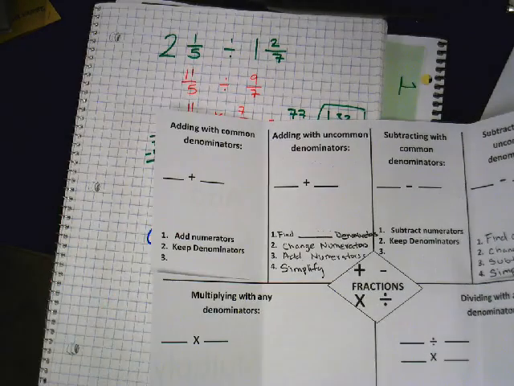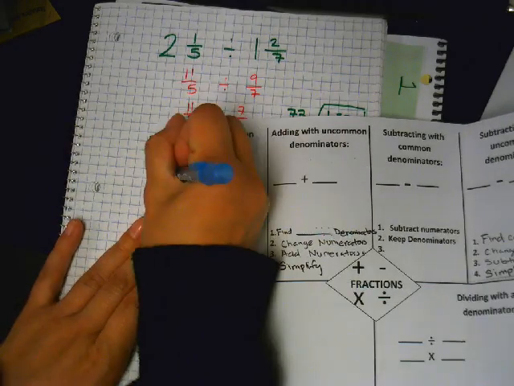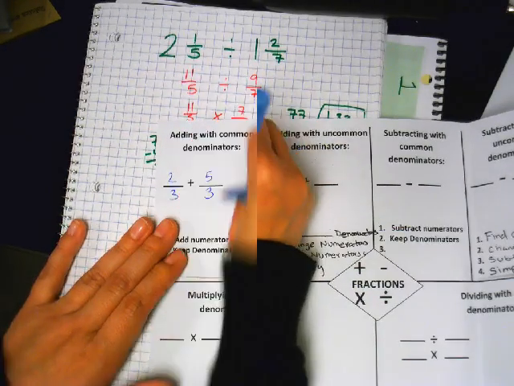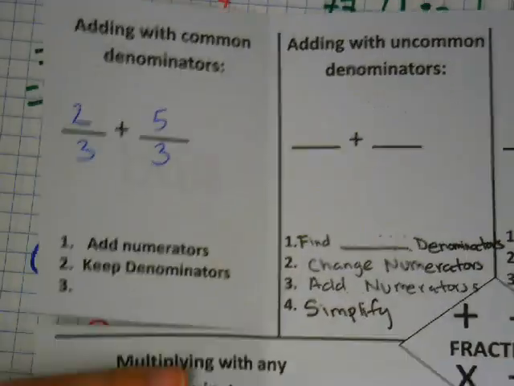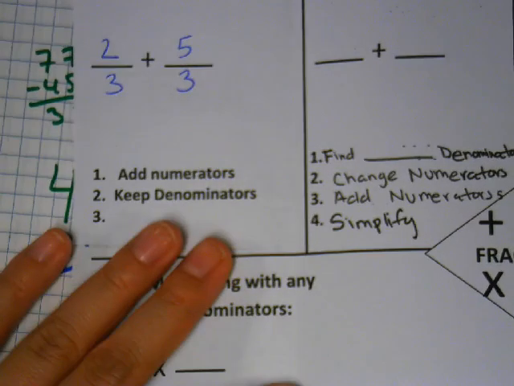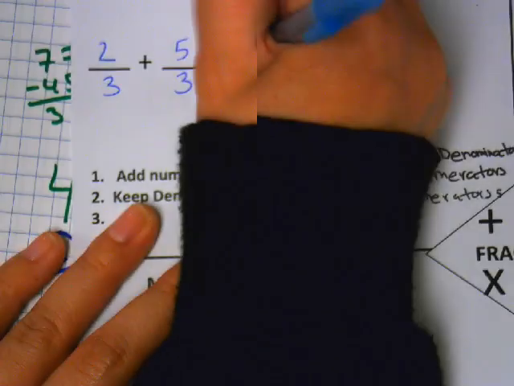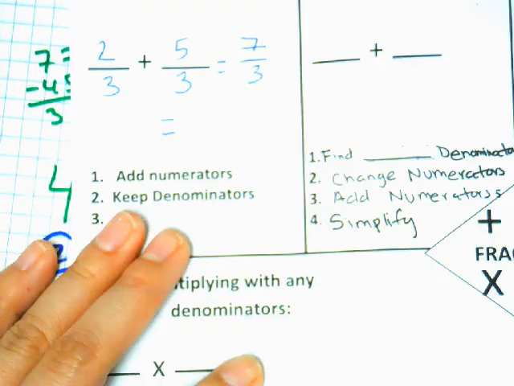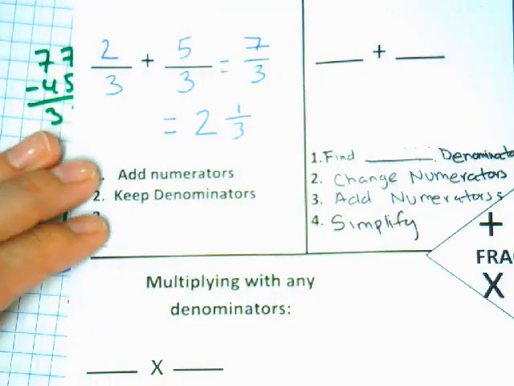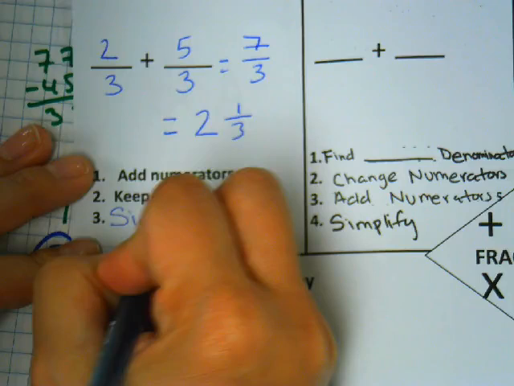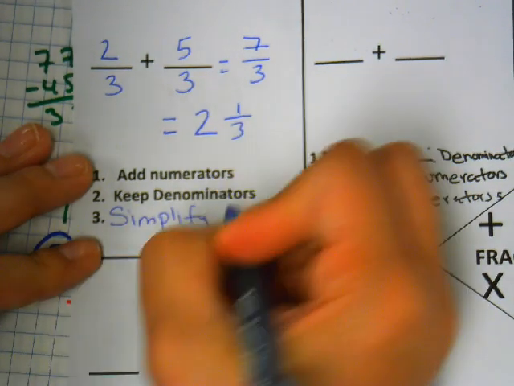Quick, give me two fractions that have common denominators. 2/3 and 5/3. Those are two fractions that have common denominators. So what is 2/3 plus 5/3? 7/3, which is equal to 2 and 1/3. Very good. And then the last step is simplify. You might need a mixed number.